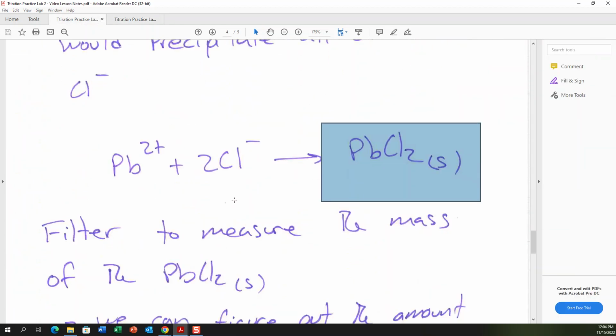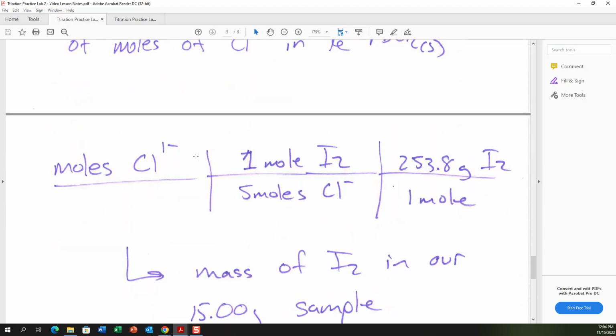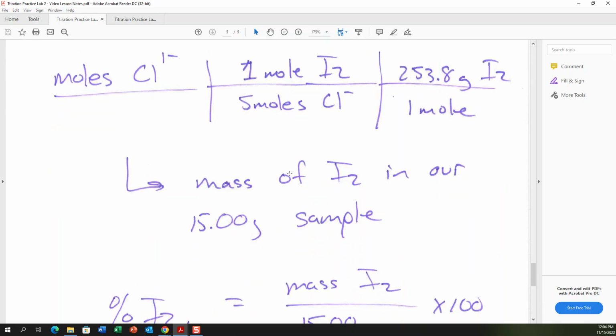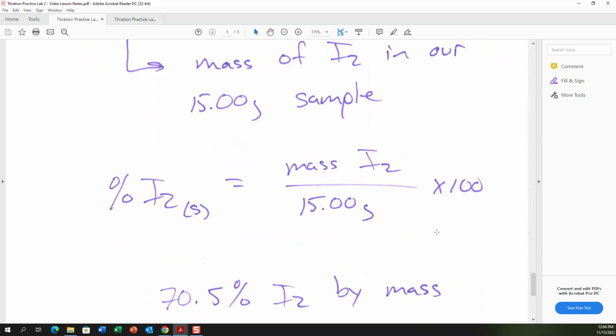Okay? All right. So we're going to take the amount of lead chloride produced to figure out how many moles of chloride were in that precipitate. Then the moles of chloride times the mole ratio of iodine to chloride from our balanced redox reaction would give me how many moles of iodine reacted. Times the molar mass of iodine would give me the mass of iodine in our 15-gram sample. And so the percent iodine by mass would be that mass of iodine divided by the 15 grams, the total mass, times 100. Okay?